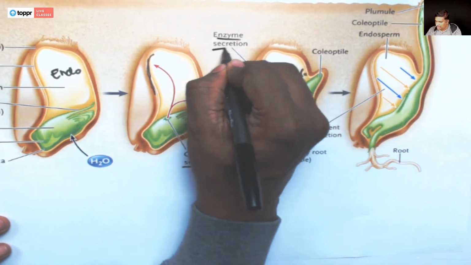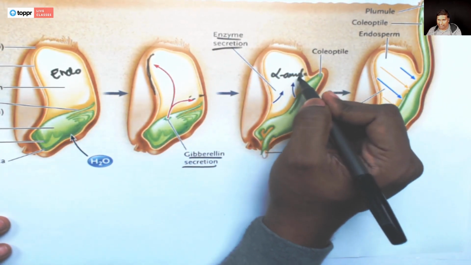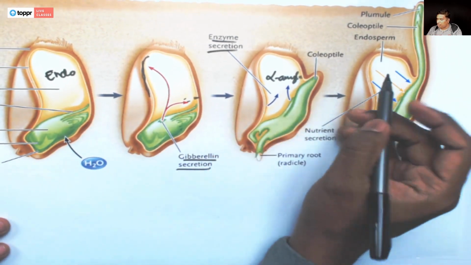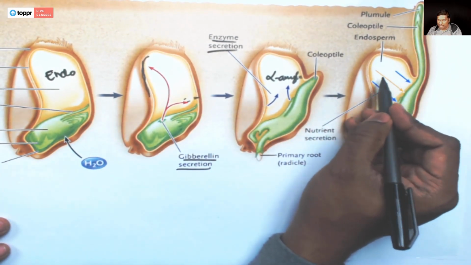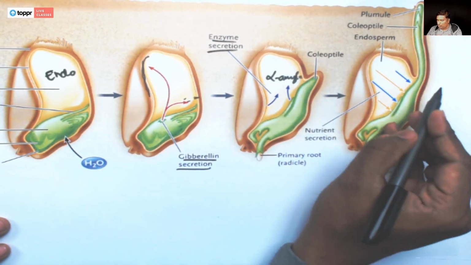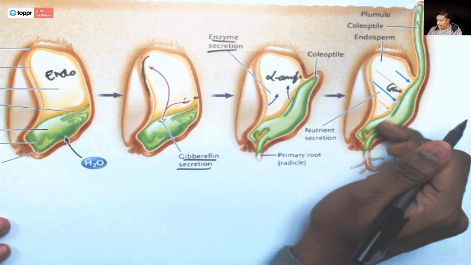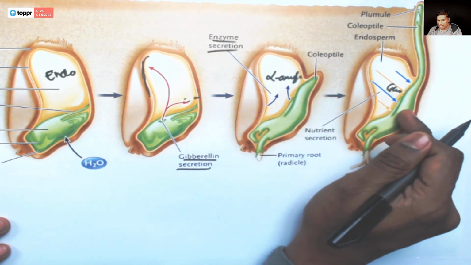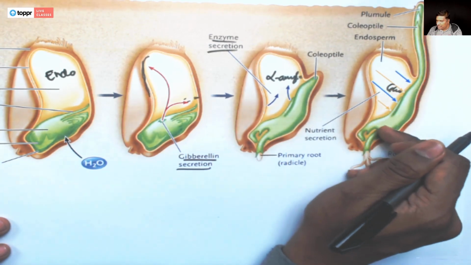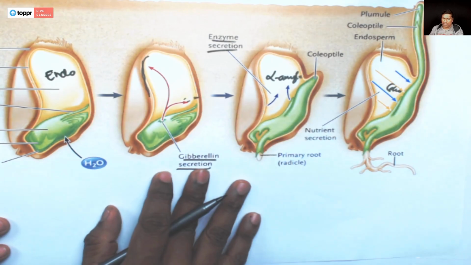Okay, here it is written as enzyme secretion, and the enzyme that is secreted is your alpha amylase. This alpha amylase will act on the starch which is stored in this region, the endosperm region, and as a result you start getting glucose. The glucose is released and then utilized by the embryo, and that energy is used for the growth.